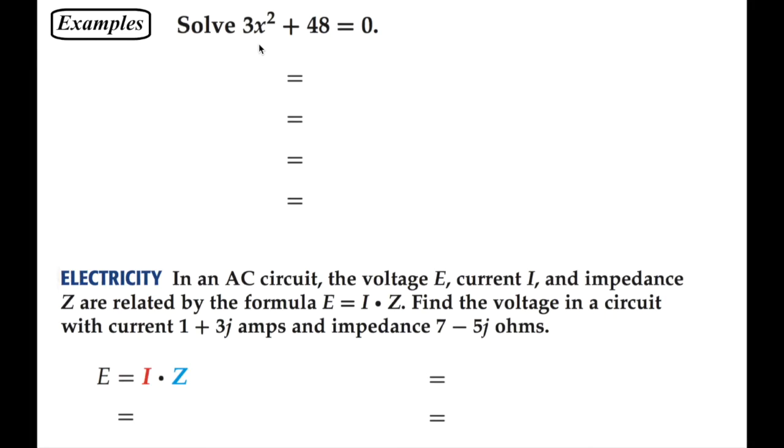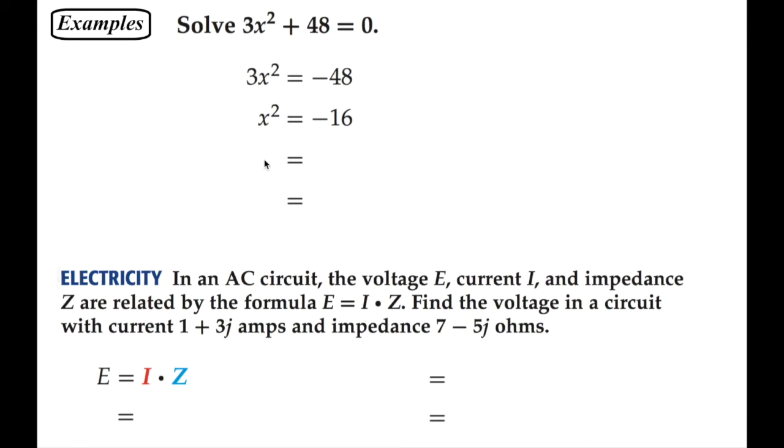If we want to solve a quadratic equation now, we're going to move on from graphing to some algebraic methods to solve our quadratic equations. So one of the things I can do is I can subtract 48 from both sides and then divide by 3. So I get x squared equals negative 16.